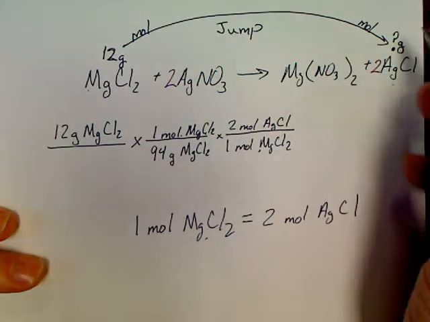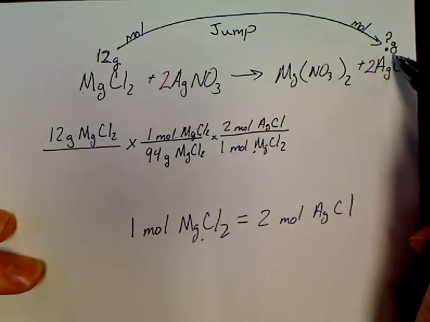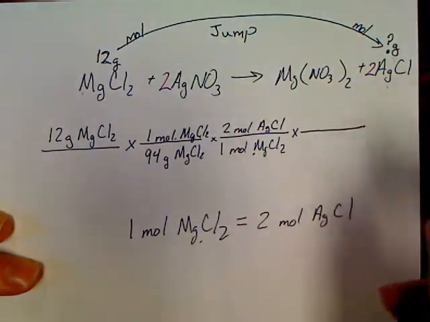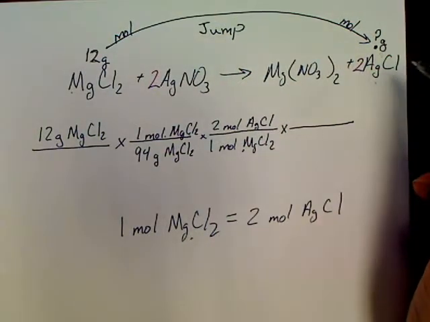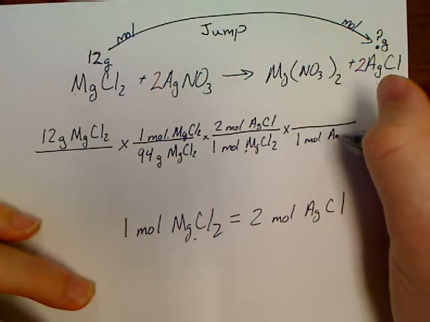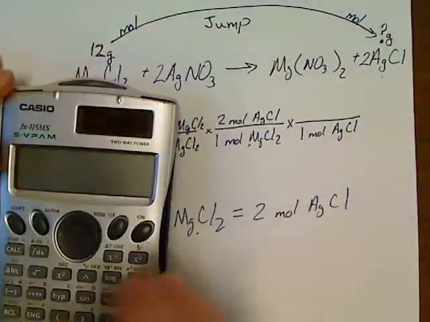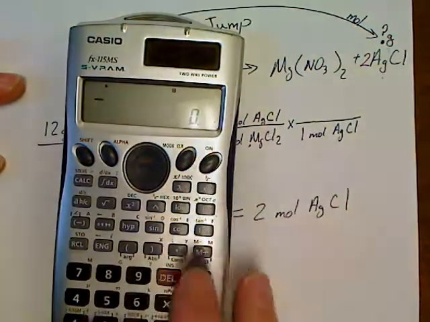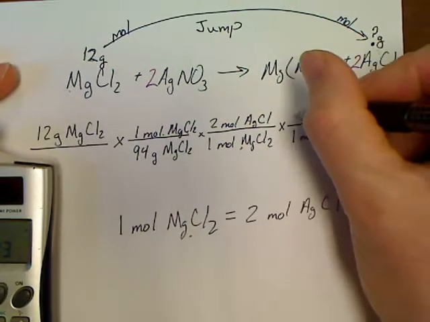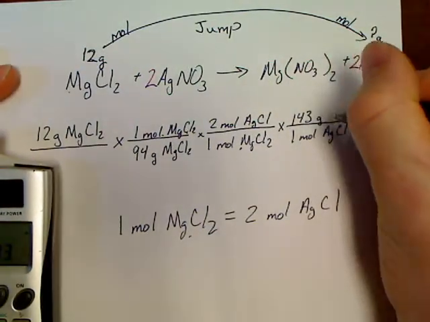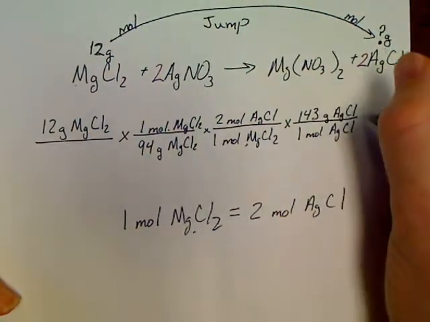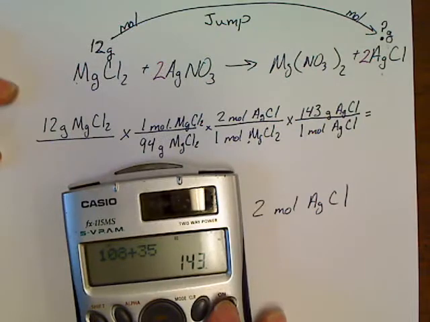I need to do one more step. I want to get this answer into grams. So I'm going to put one more X, one more line, and I'm going to convert AgCl into grams. Well, for every 1 mole of AgCl, we have Ag weighs 108 plus 35, 143. There's 143 grams of AgCl per every mole. And now we're ready to equals. We can get an answer for this.